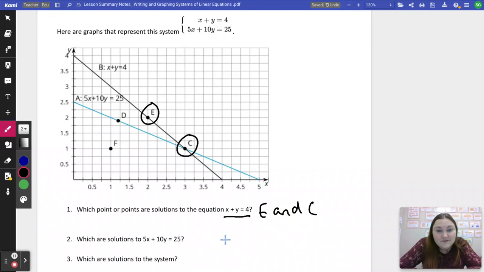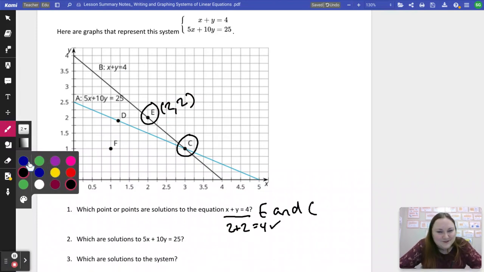And you could always confirm with substitution. So for example, E is the coordinate pair 2, 2. And if you substitute 2, 2 into this equation, 2 plus 2 equals 4, that's true. Any other point on the graph that's not on that line wouldn't give you a true equation, like 2 plus 2 equals 4. We could do something similar for number 2.